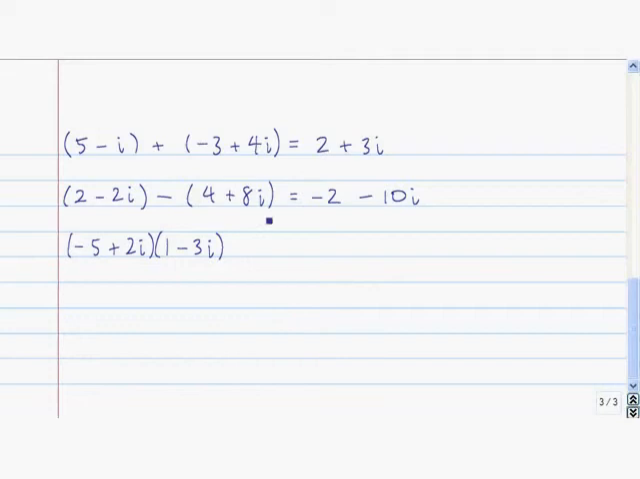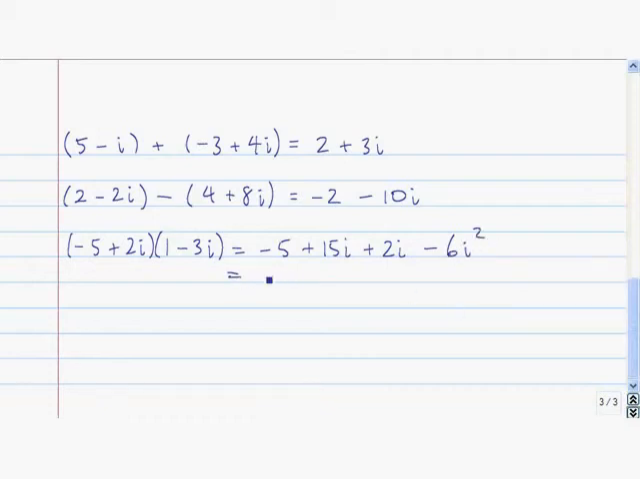And I'll just do this one with you guys. Okay, so we have negative 5 times 1 is negative 5. Negative 5 times negative 3i is positive 15i. 2i times 1 is 2i. And 2i times negative 3i is negative 6i squared.